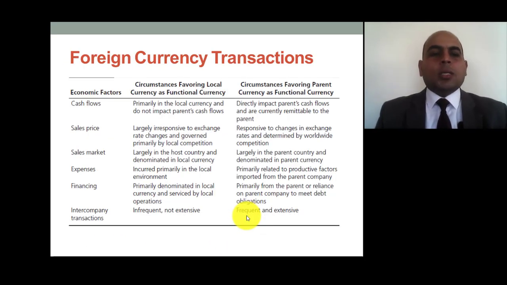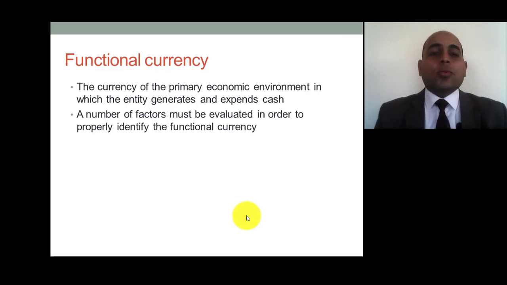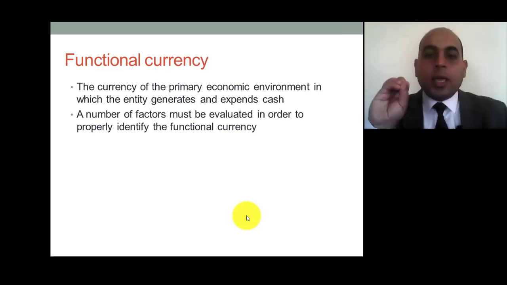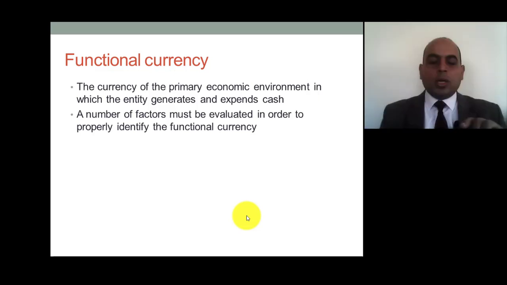But before we start to discuss, let us first of all determine what functional currency is. What does it mean? The functional currency is mostly the currency of the primary economic environment in which the entity generates and expends cash.